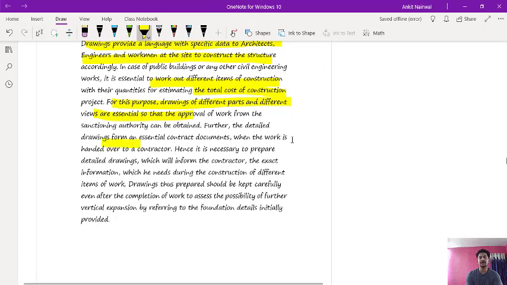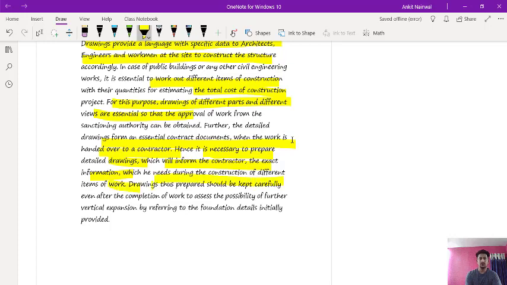Further, the detailed drawings are essential contract documents when the work is handed over to the contractor. Hence, it is necessary to prepare a detailed drawing which will inform the contractor of the exact information. As I have told you, each and every detail must be there, so that if you want to pay the workers for any work, you must be able to read the drawing, and by the help of the drawing you must be able to pay the contractor for the different items of work during construction.